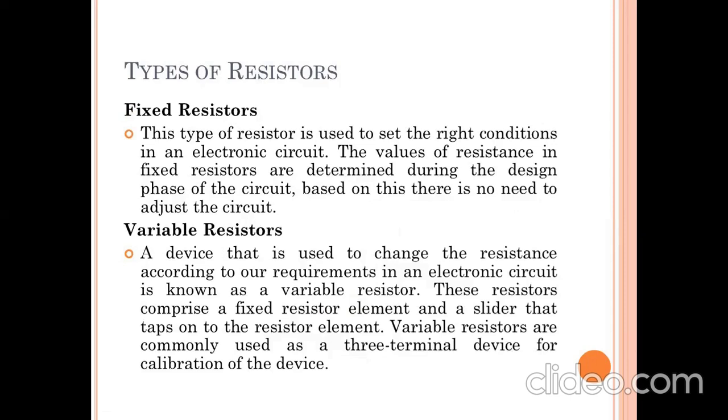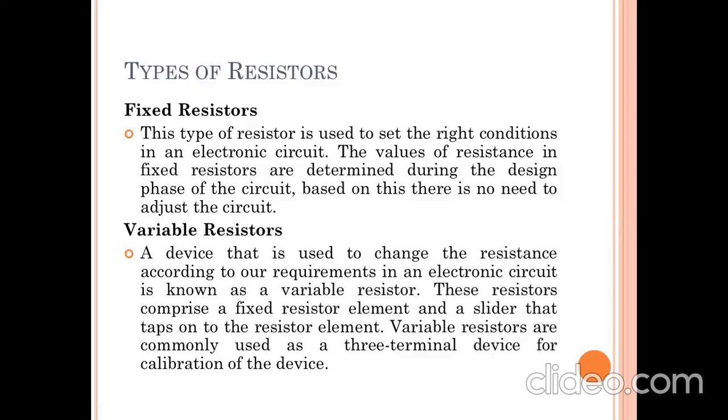So as their name indicates, fixed resistors are the resistors whose value is fixed. Whenever we insert these resistors in any circuit, we know how much resistance this resistor is going to provide. This type of resistor is used to set the right conditions in an electronic circuit. The value of resistance in fixed resistors is determined during the design phase of the circuit. Based on this, there is no need to adjust the circuit. So the value of this resistor is fixed in the beginning.